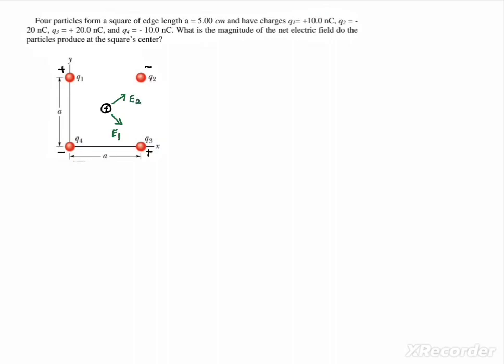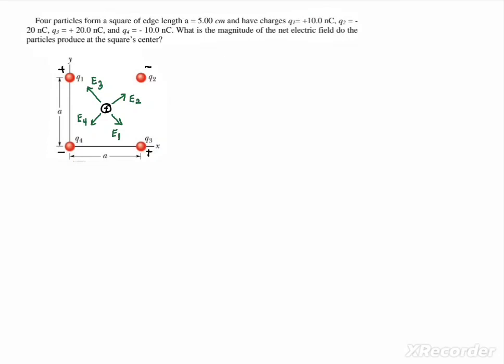And note that I'm not drawing the arrows on the charges itself, not because it doesn't have an electric field, but because that's not the question. The question is what is happening at the center. So I'm drawing all the arrows of electric fields at the center. Q3 is positive, so it's a repel again, so this way, and that would be E3. E4 is an attraction because Q4 is negative, so that would be on this side, and let's call it E4.